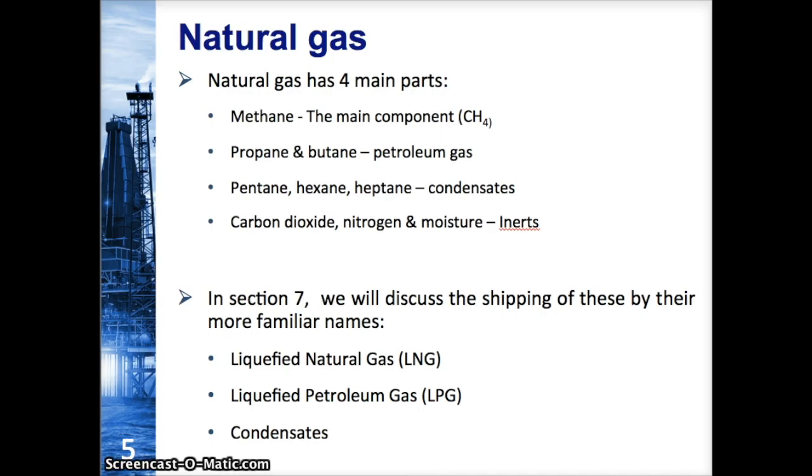All right. The next stage is propane and butane. Isobutane is in there as well, and ethane, and they are referred to as petroleum gases. When they're removed later on, they'll be referred to as liquefied petroleum gases. Pentane, hexane, and heptanes are referred to as condensates. And then, of course, the inerts, stuff that doesn't burn: carbon dioxide, nitrogen, and water.